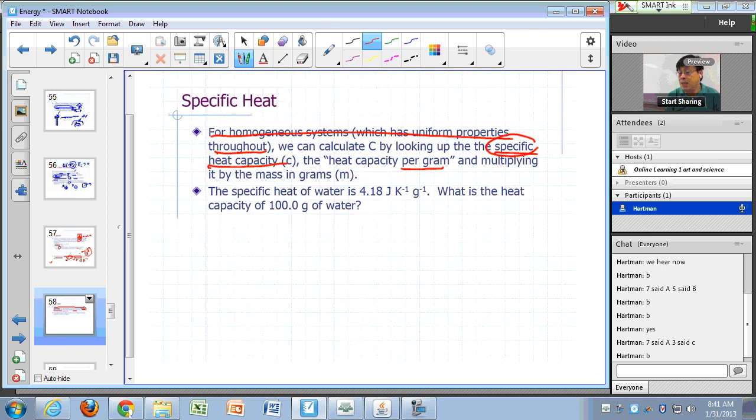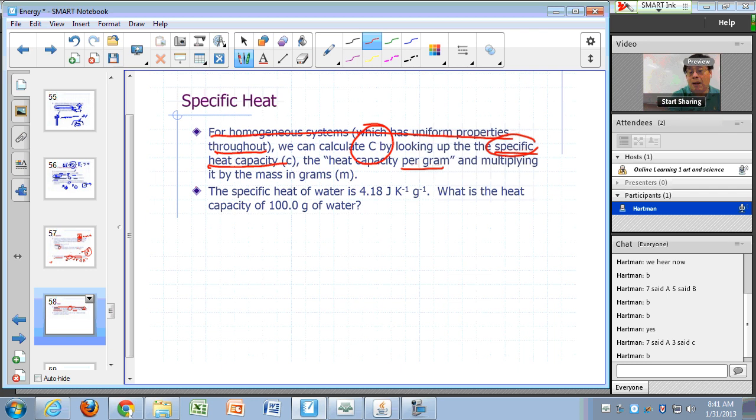If you say specific volume, that means volume per gram. So generally, the things that you can look up are intensive properties. They shouldn't depend on the amount, because you cannot list a number for every possible amount. So properties of matter are usually listed as intensive properties per unit mass. So in this case, per gram. If you have specific heat, or heat capacity per gram, and you want to know the heat capacity, all you have to do is multiply the value per gram by the actual mass in grams.